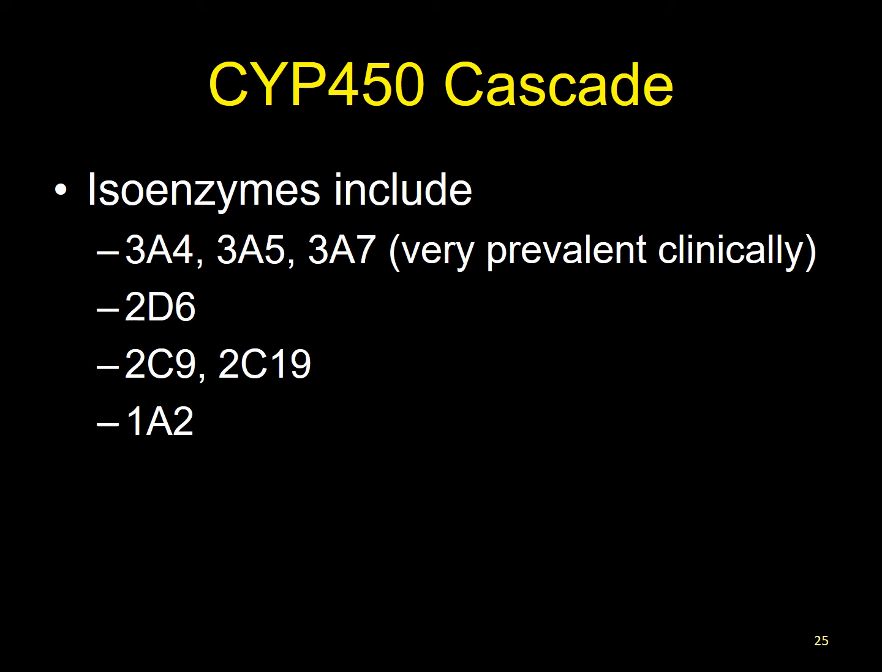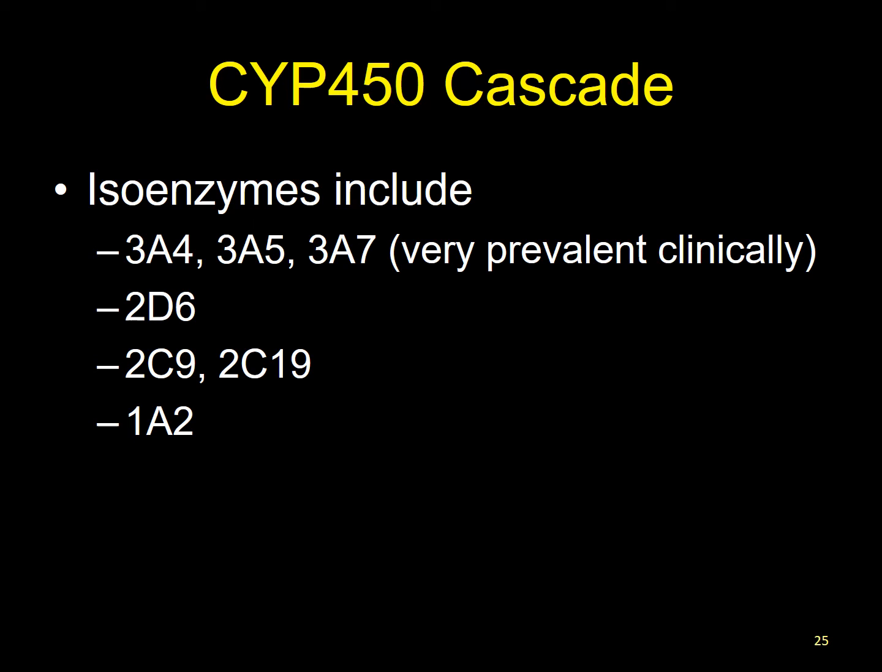There is cytochrome P450 3A4, 3A5, or 3A7. These are the ones that are most prevalent clinically. In fact, I think I've already said to you that 2/3 of all prescription medications are metabolized by cytochrome P450. 50% of all medications are metabolized by the 3A4, 3A5, and 3A7 isoenzymes. So that's half the drugs right there. Some other important enzymes are 2D6, 2C9, 2C19, and 1A2, and there's others, and they're identifying new ones all the time.